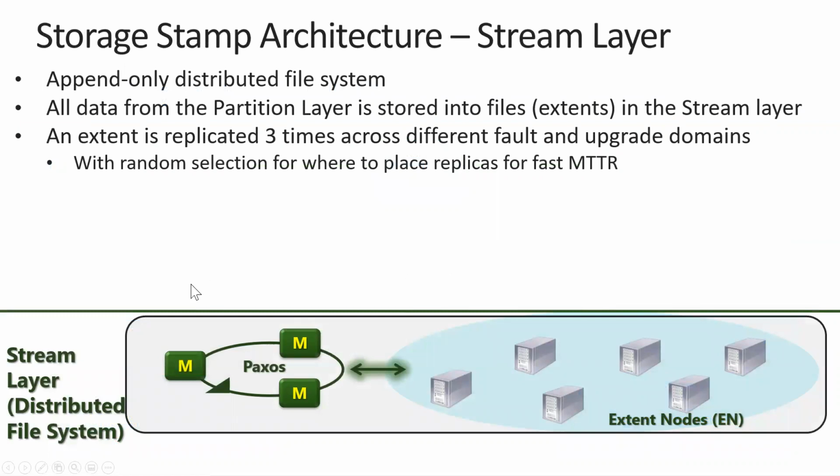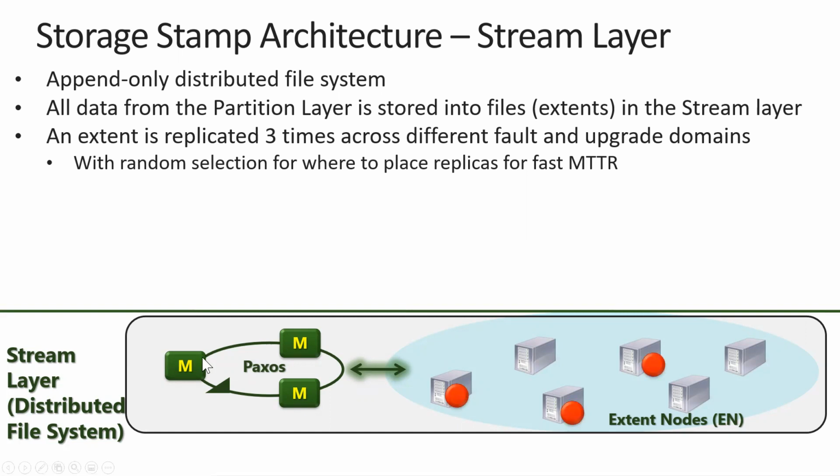And the stream layer has a concept of extent nodes, and these are the nodes in which the data is stored. And then there is a stream manager component, right? The stream manager is responsible for assigning in which extent nodes the data should actually be stored. And this is a Paxos ring of stream managers. To replicate this data, there is a Paxos algorithm running, and then this information is stored. We will see these components in more detail, but this is the high level architecture.